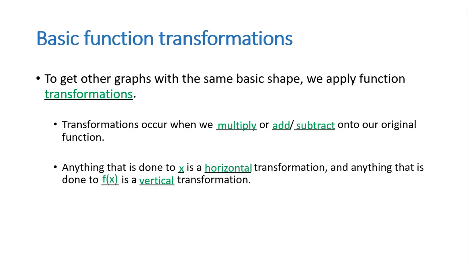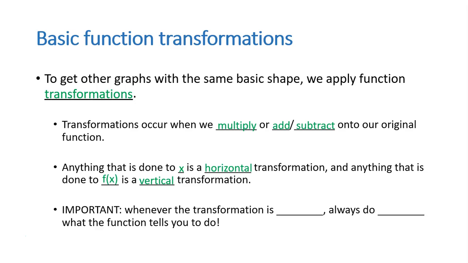Now it's important to remember, this is kind of weird, but it's just something you have to remember. Whenever the transformation is horizontal, in other words, whenever we've done something directly to the input itself, we always have to do the opposite of what the function tells us to do. So I always remember this as x always lies. If you just remember that x always lies, that should be sufficient to help you get through this. So whenever something is done directly to the x, whatever the transformation is saying is going to happen, we're actually going to do the opposite of that.